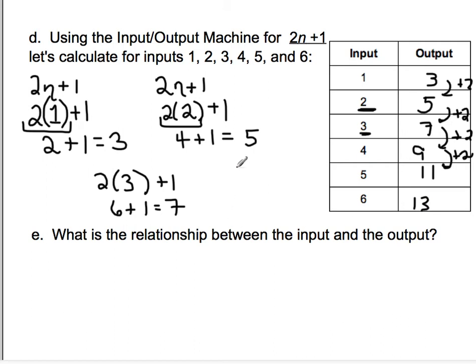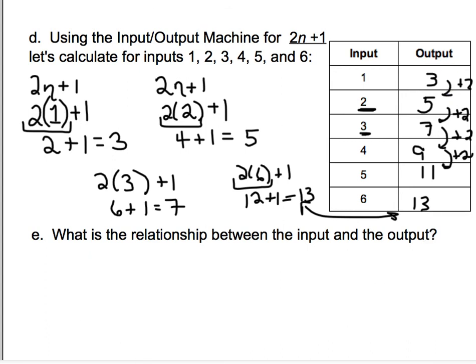If you want to check, we can always substitute 6 in. 2 times 6 plus 1. 2 times 6 is 12. 12 plus 1, 13. We got it. It matches. So we don't have to do all this work once we know what the pattern is. So find the pattern and then continue on just with your output pattern.